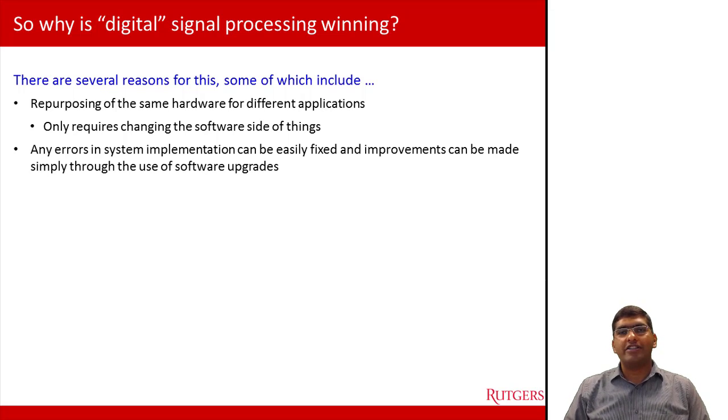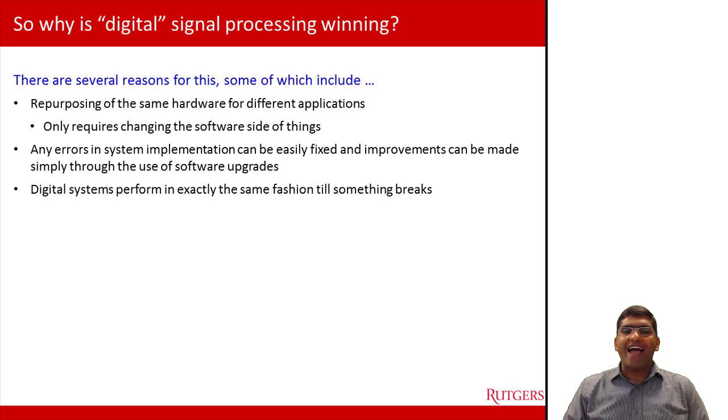Here is another key important thing. Any errors in system implementation are very easy to fix. All you have to do is rewrite your software and do a software update. For example, if something doesn't work in your app, the app developer will update the software and now you will have a better way of dealing with it.